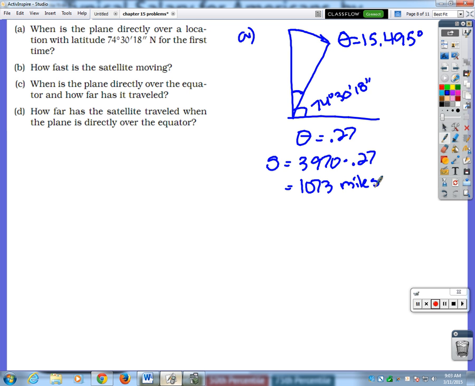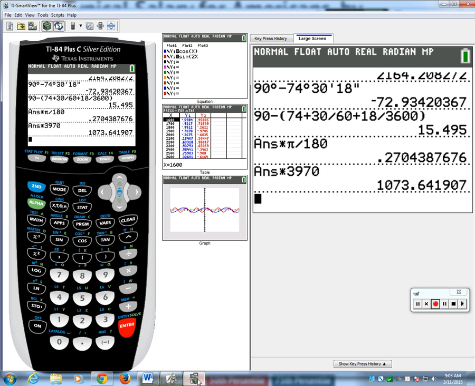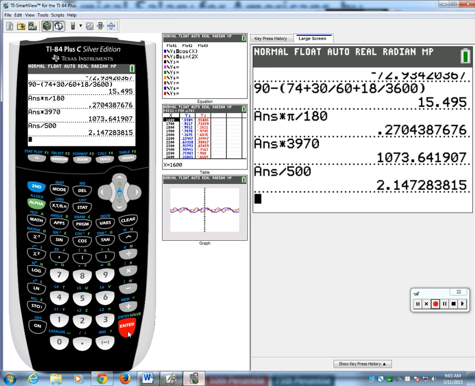Alright, so we want to know when does it get to that location for the first time? How fast is the airplane traveling? 500 miles an hour, so how do I figure out how long it will take to travel? Divide that by 500. 2.15. 2.15 hours.